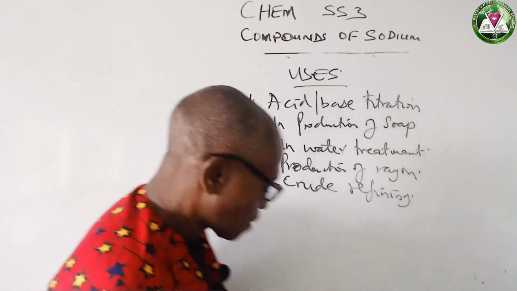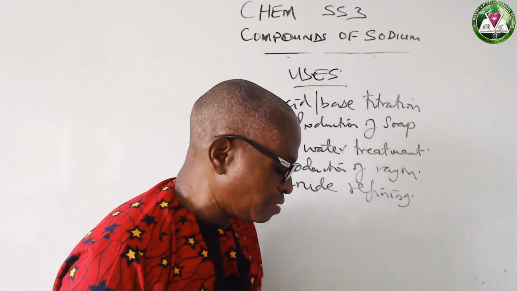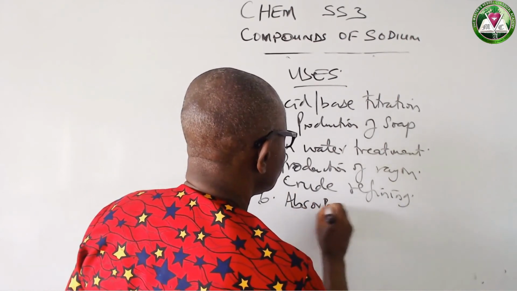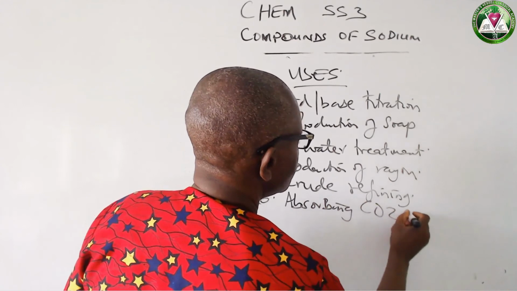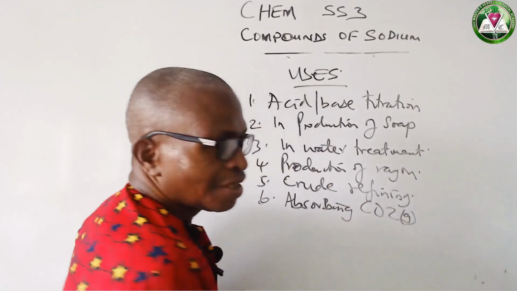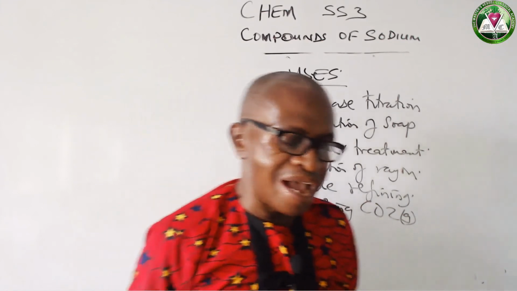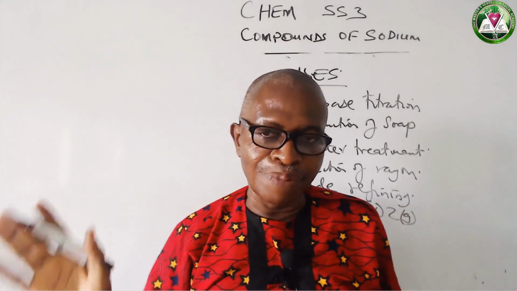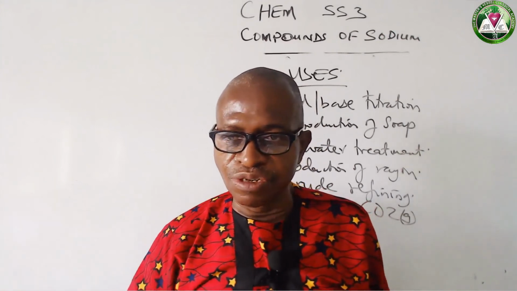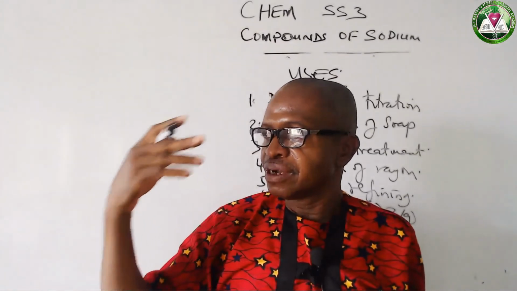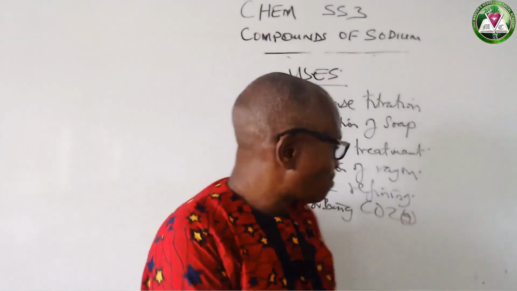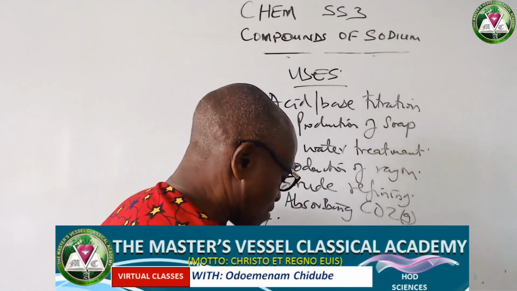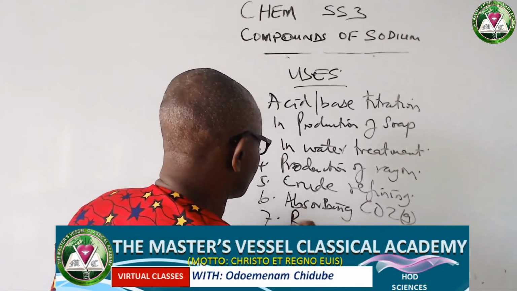Six, you can equally use it in absorbing CO2. There may be a reaction. For instance, when you want to purify air, you pass air through a filter, it will remove the dust. You pass it through sodium hydroxide to remove the CO2 before you now do distillation to separate other components. Seven, where we will stop, you can use it in bleaching of textiles.